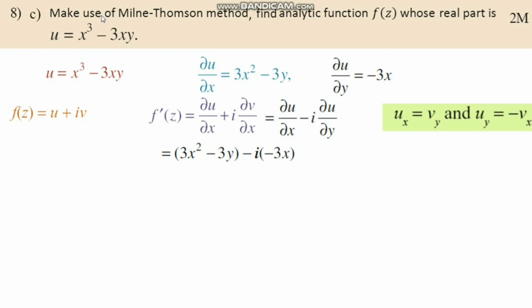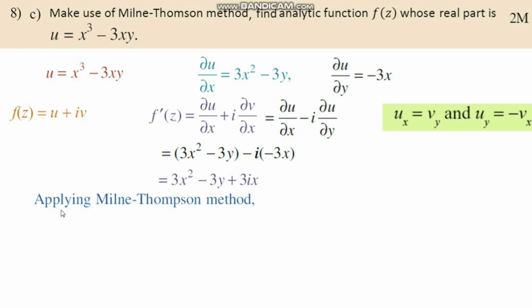Our application is Milne-Thomson method. What is Milne-Thomson method? Basically, simplify this expression in terms of x and y: 3x square negative 3y plus 3ix. Milne-Thomson method means wherever we have the variable x it is replaced with z and the variable y is substituted with 0. We can apply Milne-Thomson method by putting x equal to z, y equal to 0. Just we have discussed about it.